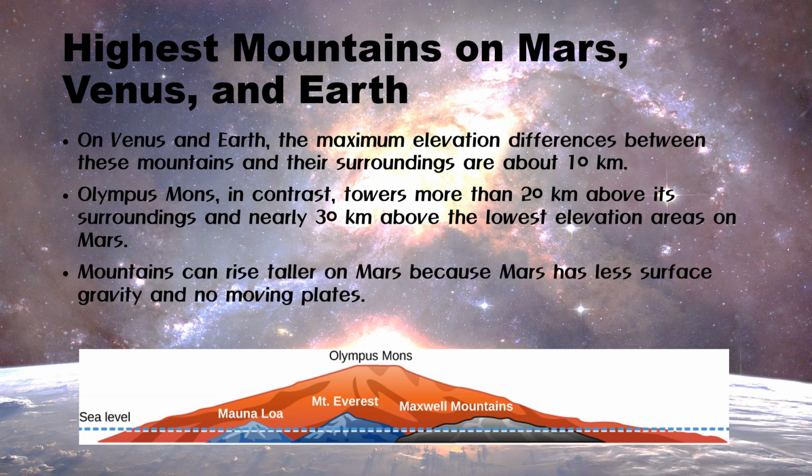Mountains can rise much taller on Mars because Mars has two things going for it. It has less surface gravity, and there are no moving plates, so these hotspots tend to stay in one spot and continuously pour out new material.